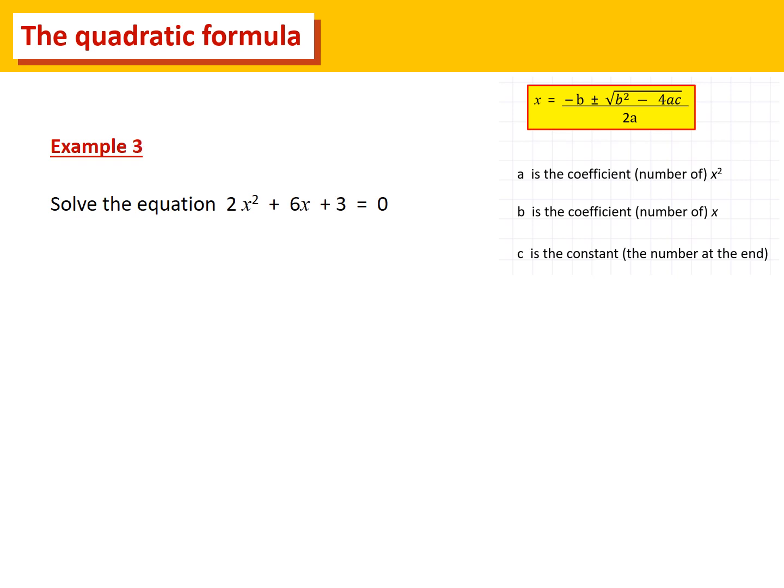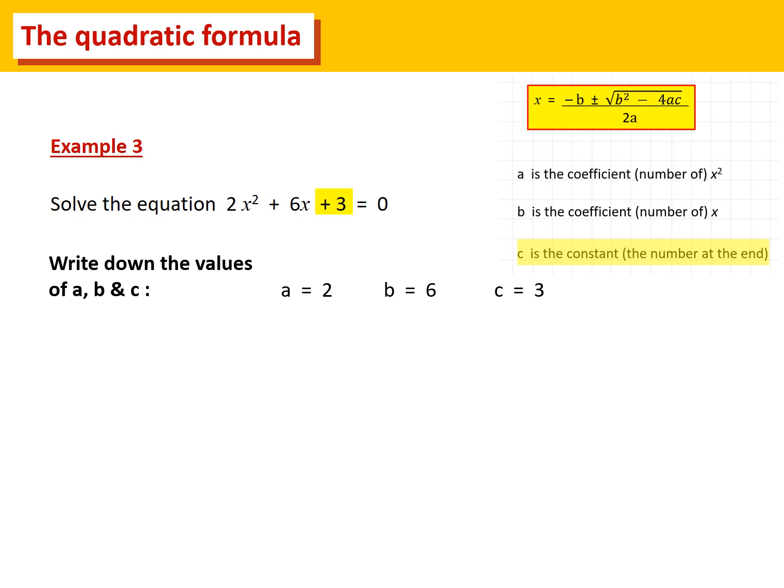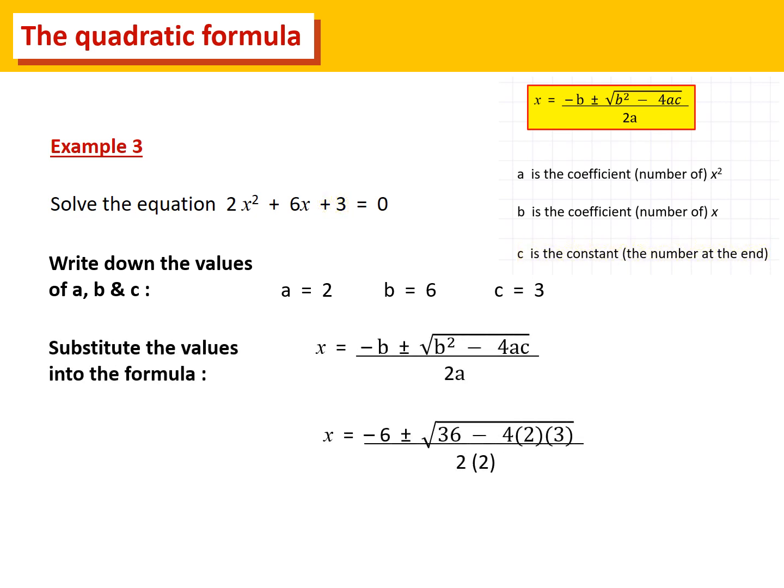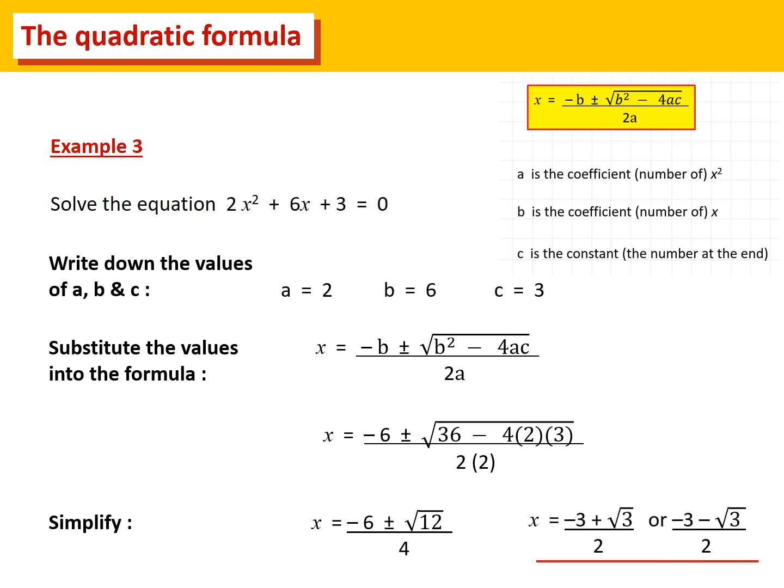Here's example 3. Once again, let's write down those values of A, B and C. Carefully substitute them into the formula. That's what we end up with. Let's simplify inside the square root. And then on our calculators, just carefully input your answers in, and those are the two answers that you should get.